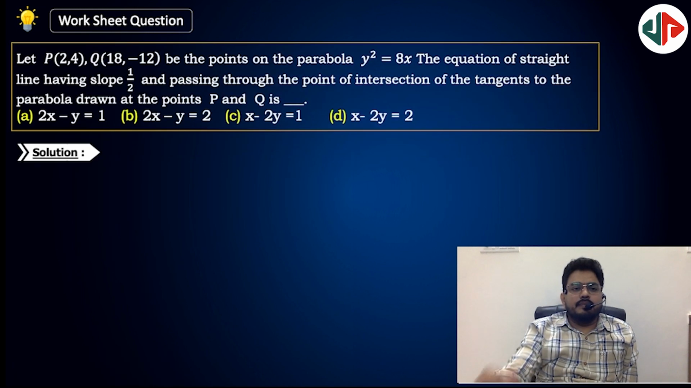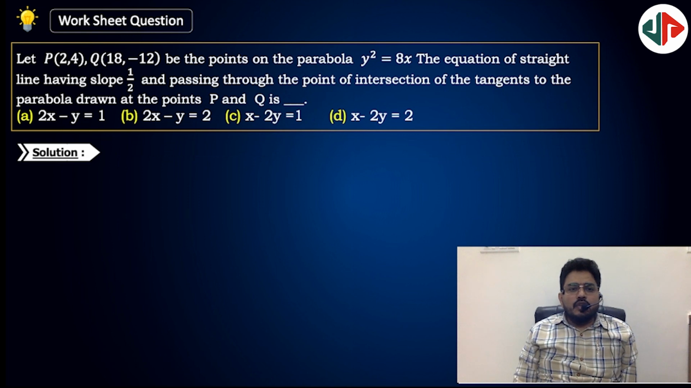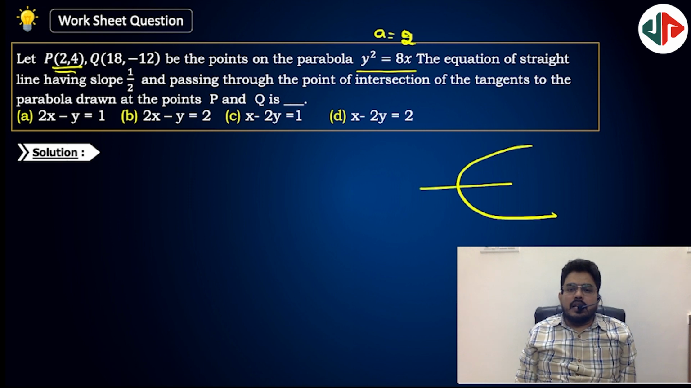Next question. P and Q are points on the parabola. If you observe here, a is equal to 4, sorry, 4a is equal to 12. So this is the point on the latus rectum, one of the end points of the latus rectum. Okay, so t is equal to 1. Now (18, -12) will be somewhere here.